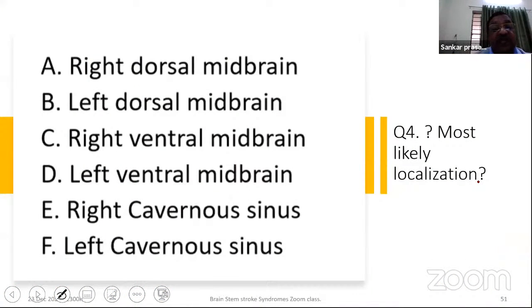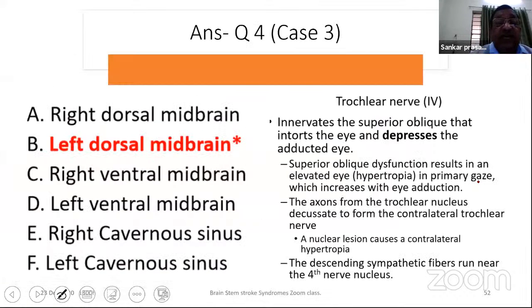So in this, where is the problem? Is it the left dorsal midbrain, right ventral midbrain, left ventral midbrain, right cavernous sinus, left cavernous? Because all the cranial nerves, when they are reaching to the face, are traveling through the cavernous sinus and enter the orbit through the superior orbital fissure, inferior orbital fissure and the optic canal. So where is this problem? If you look at that, it is left dorsal midbrain.